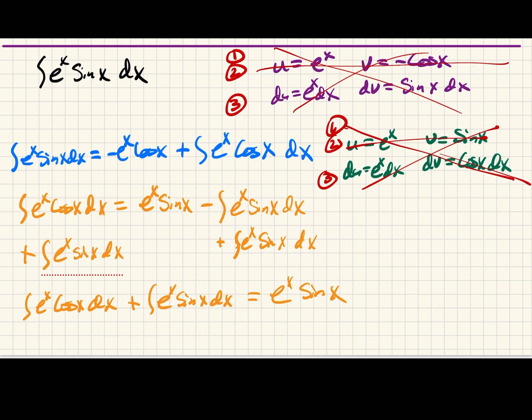Could you instead plug the integral of e to the x sine x back into the integral of e to the x cosine x? Like a substitution, and then you add the integral of e to the x sine x to both sides, so then you get 2 times the integral of e to the x sine x. And then you can divide both sides by 2. I'm looking at what you're saying.